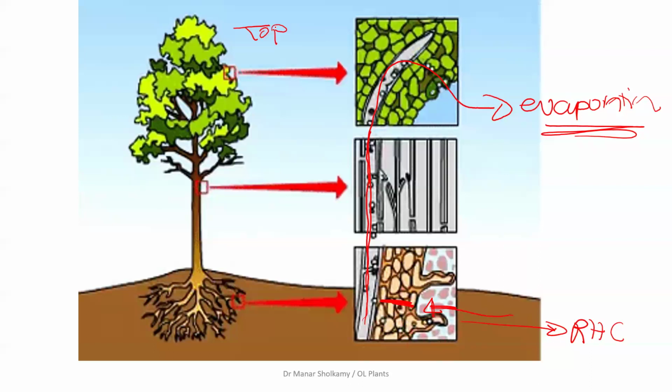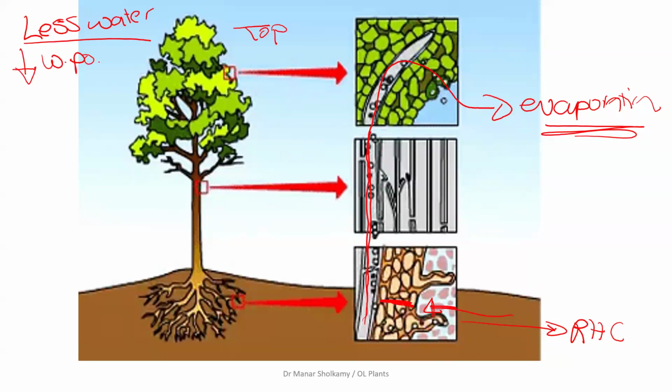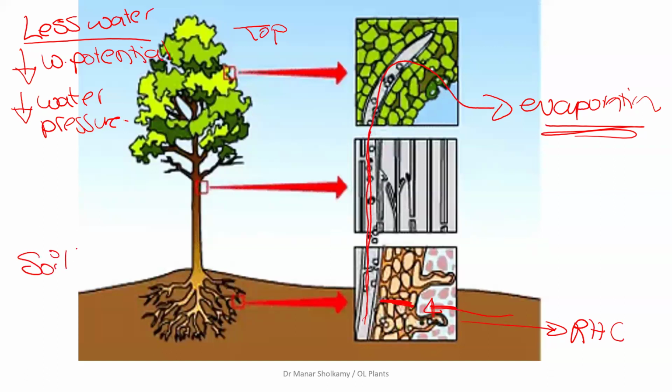Less. Yes, very good. So at the top of the plant, I have less water. If you want to write it in a professional manner, and this is how I advise you, I have less water potential, which is the same as less water. I have less water pressure. Pay attention to that. Now in the soil, it's the opposite. I have more water potential. I have more water gradient. I have more water pressure.